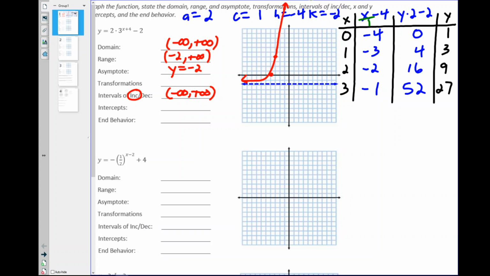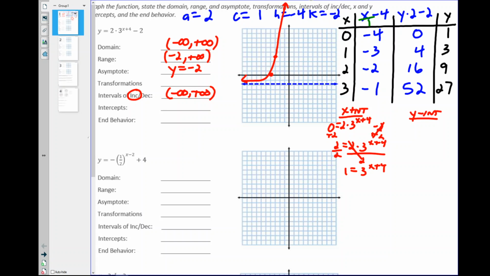Let's make sure we know how to find the intercepts algebraically. How do we find an x-intercept algebraically? Plug in a 0 for y. So let's do x-intercept. And then, oh man, I don't know if I'm going to fit this y-intercept. So for the x-intercept, plug in a 0 for y. So 0 equals 2 times 3 to the x plus 4 minus 2. In order to solve for x, I would do +2 first, which gives me 2 equals 2 times 3 to the x plus 4. Then divide by 2. So 1 equals 3 to the x plus 4.